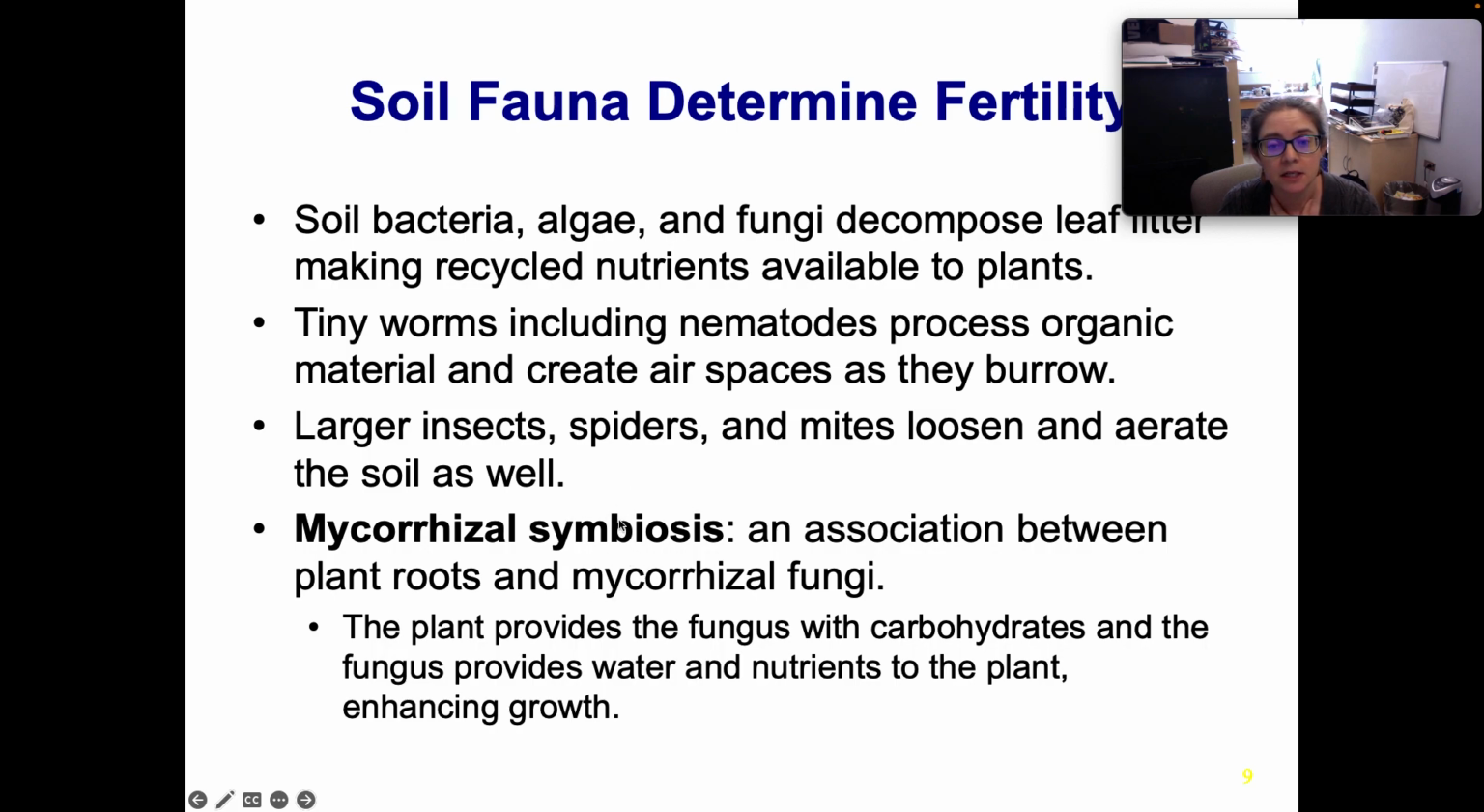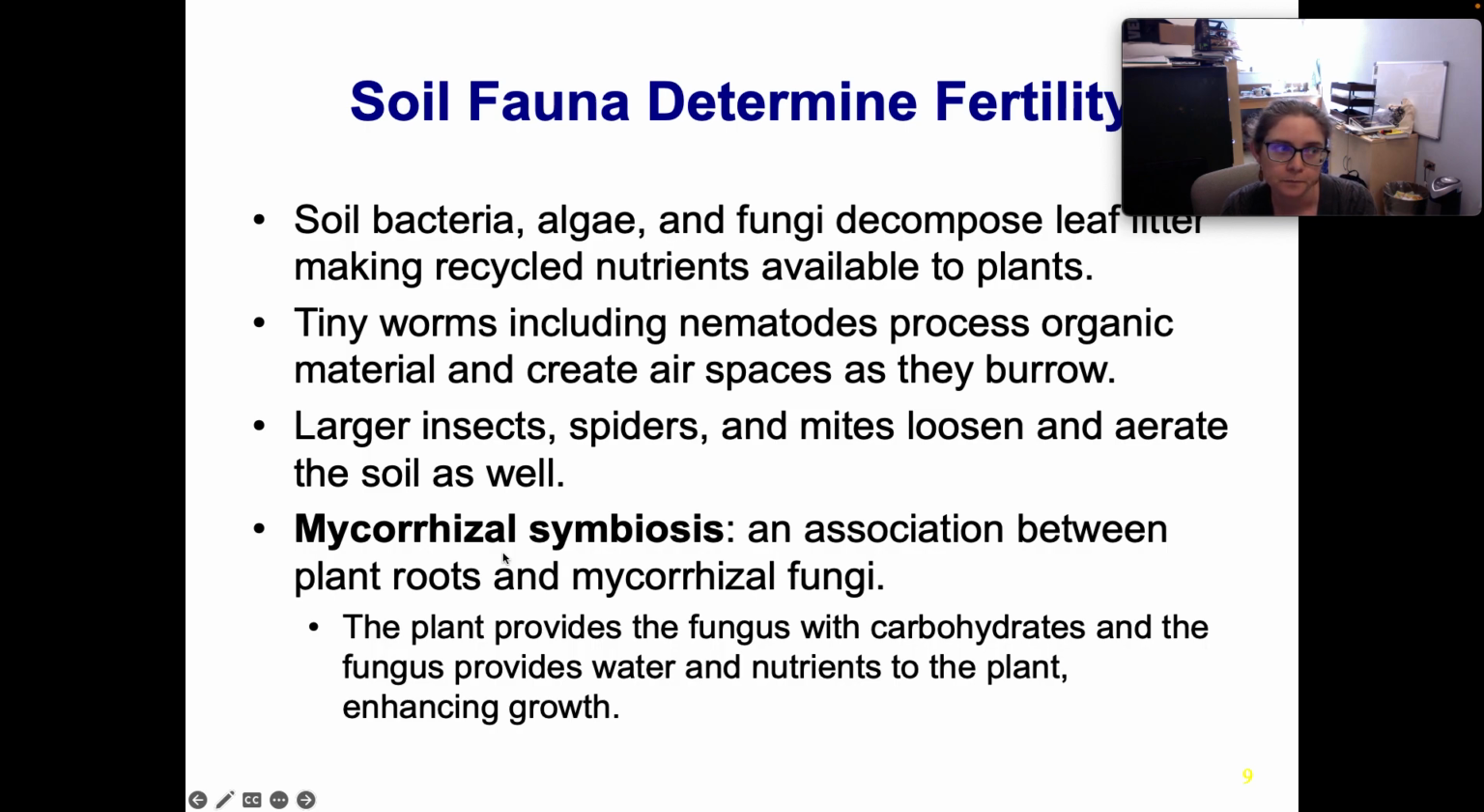We put symbiosis here because under different conditions, this can be beneficial or sometimes not beneficial to the plant, but under a lot of conditions, it's found to be a mutualism, meaning that both the fungus and the plant are benefiting from this association. But this is where the plant provides the fungus with carbohydrates, and the fungus helps the plant roots obtain water and nutrients, which can enhance the growth of the plant. So these are important fungi.